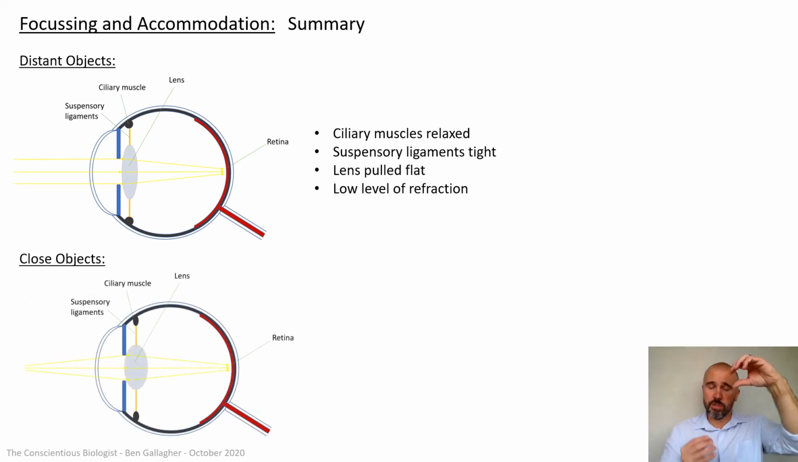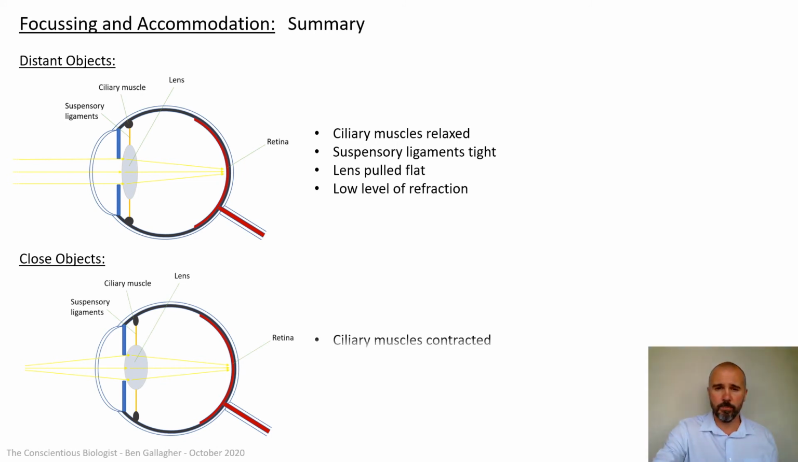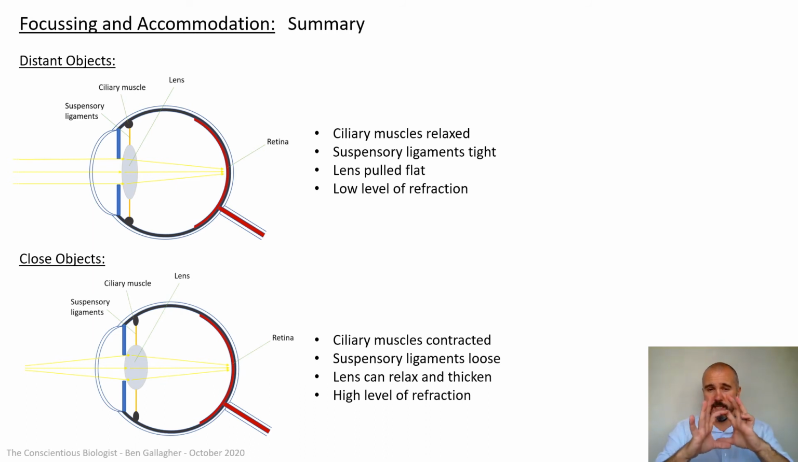When it's a close object, those ciliary muscles that were nice and relaxed and spherical are going to pull inwards like that, tense in that direction, so become longer. Because they're contracted, the suspensory ligaments loosen, the lens will relax and thicken, so you get a high level of refraction. That's a summary of what we've just talked about for focusing and accommodation.